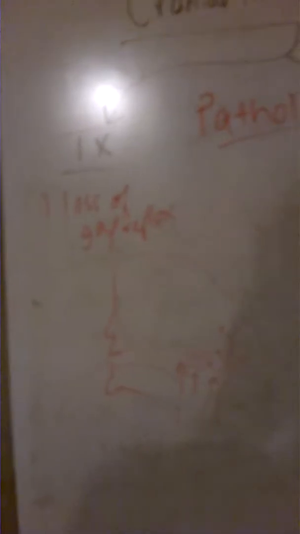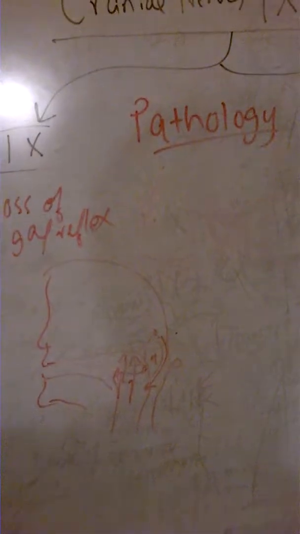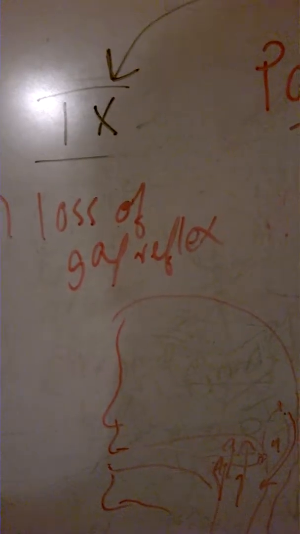So you have a loss of gag reflex if you lesion the ninth nerve. Also, if you lesion the 10th nerve, you'll also have a loss of gag reflex. Okay, so how are you gonna tell them apart, which is which? Well, ninth nerve produces a loss of gag reflex. Okay, but 10th nerve also has something else associated with it.